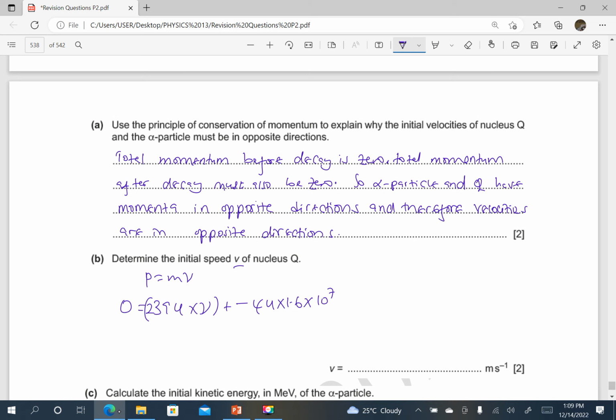So in other words, we have that 239 u times v is going to be equal to 4 u times 1.6 times 10 to the power 7. So you see that u has cancelled out, so we remain with the v. We can find v now by dividing.